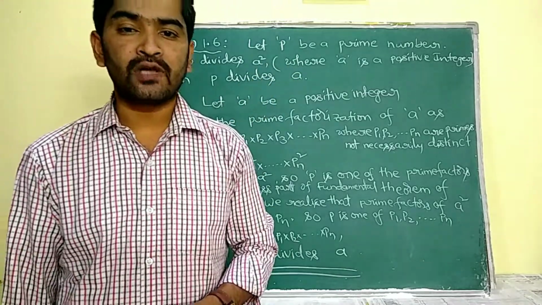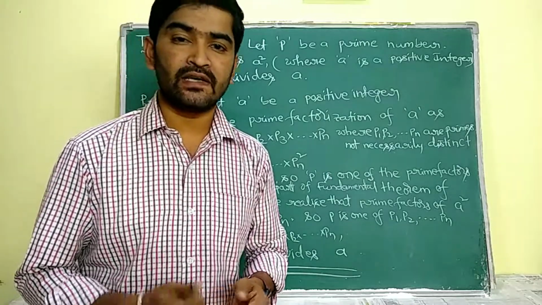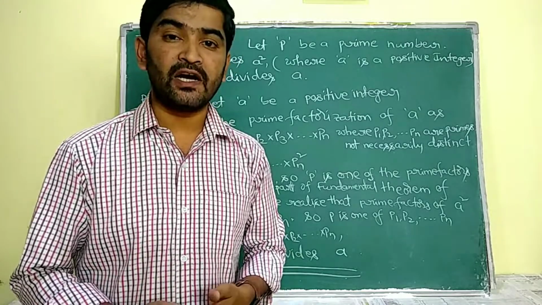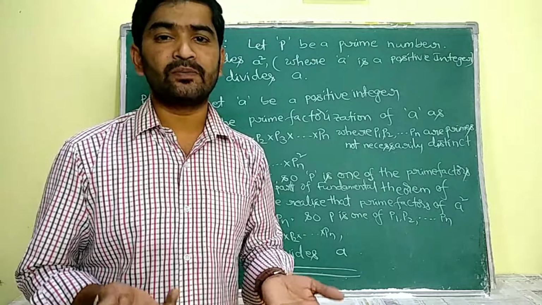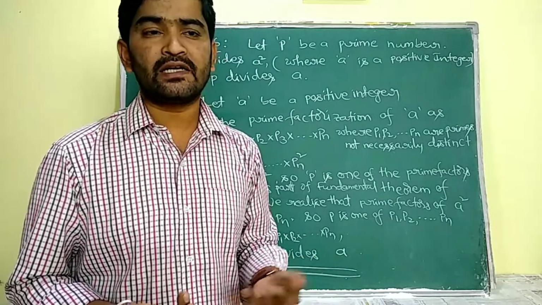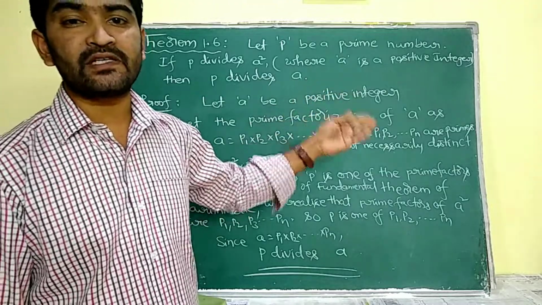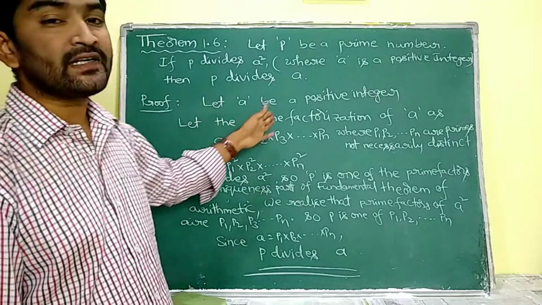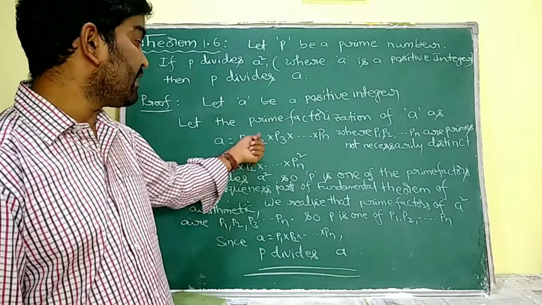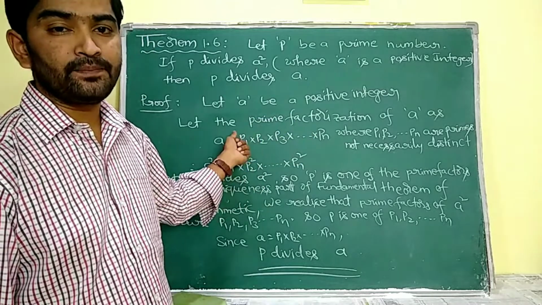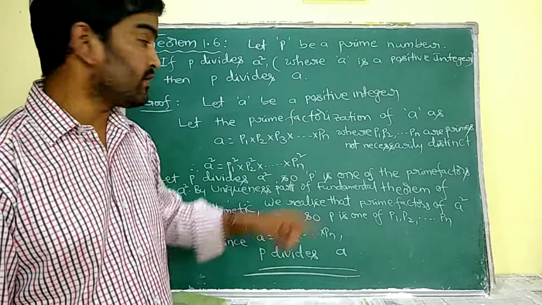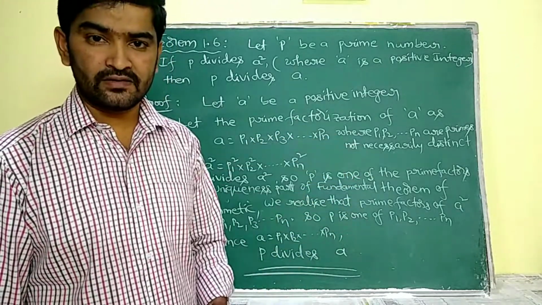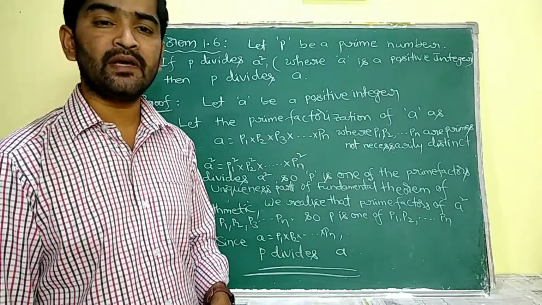For that, I am going to write the prime factors of A. Why? Because we learned the fundamental theorem of arithmetic: every composite number can be expressed as the product of prime numbers, and a prime number is expressed as a prime only. That is why any positive integer can be expressed as the product of primes. So let A be a positive integer, and let the prime factorization of A be A equals P1, P2, so on Pn, where P1, P2, so on Pn are prime numbers and are not necessarily distinct. Those P1 to Pn may be the same also.